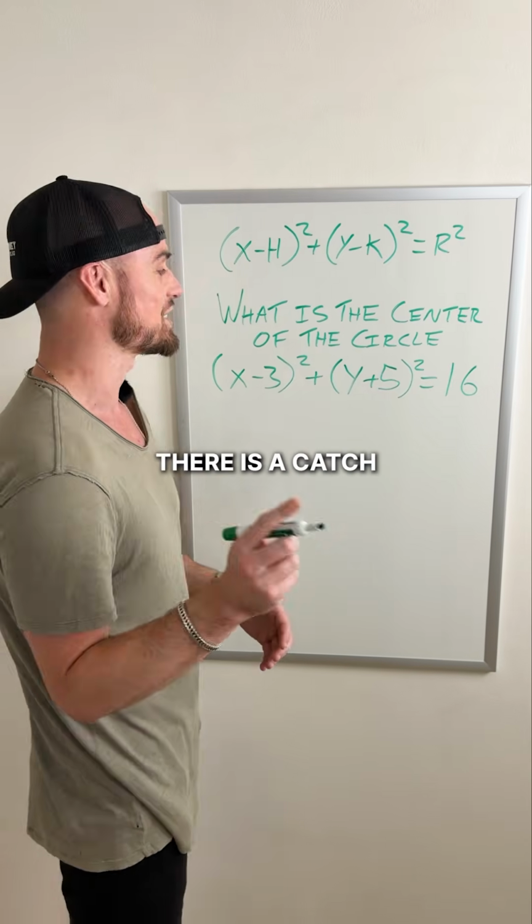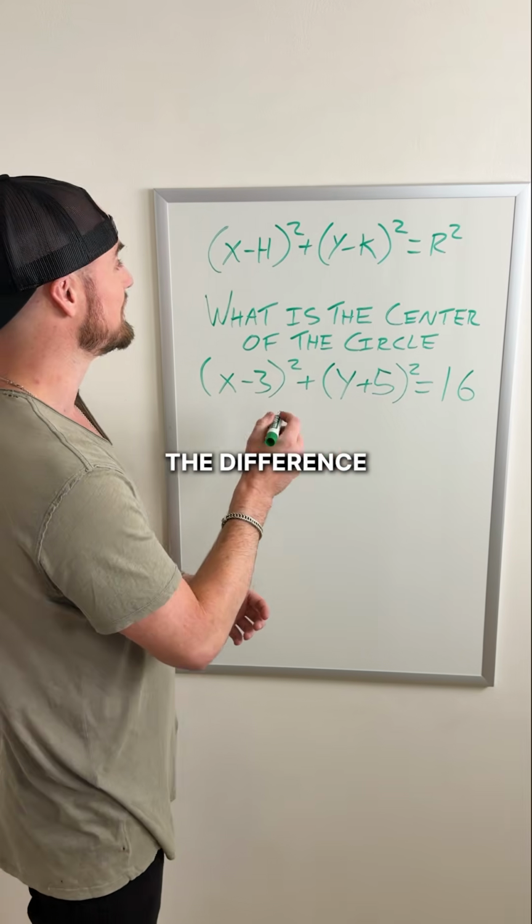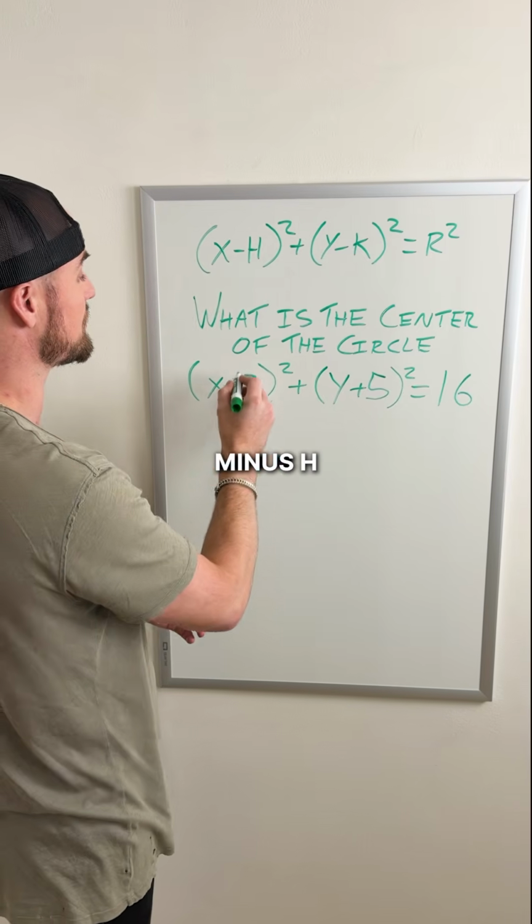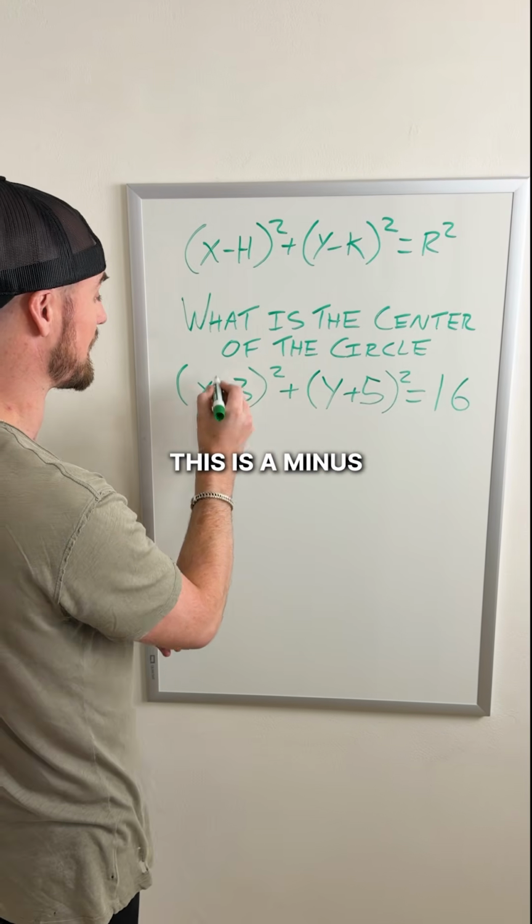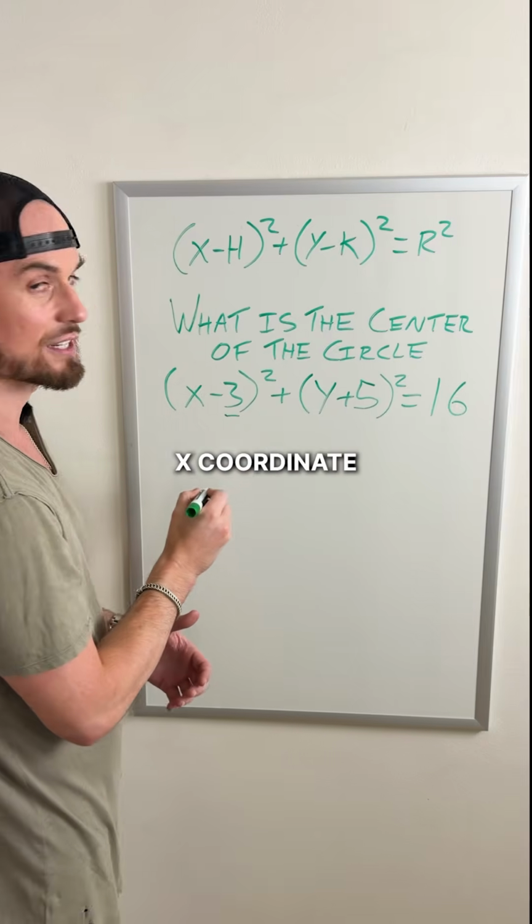You just, boom, this is the x coordinate and the y coordinate of the center of your circle. But there is a catch. What do you think the catch is here? What's the difference? The difference here, we have minus h and minus 3, okay? Because this is a minus and this is a minus, this 3, that's our x coordinate right there.